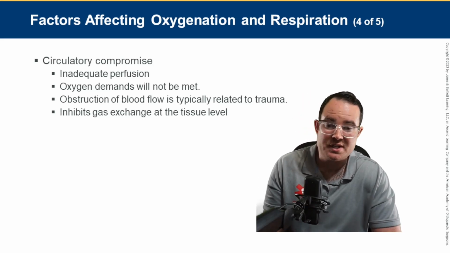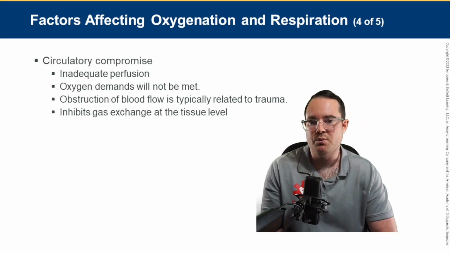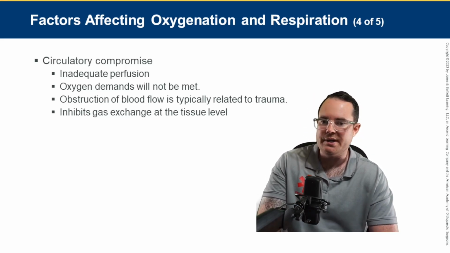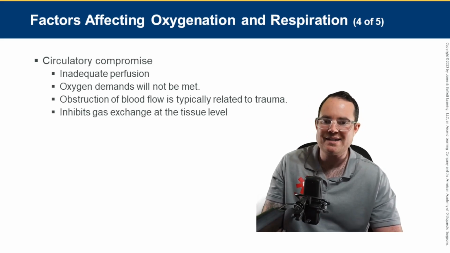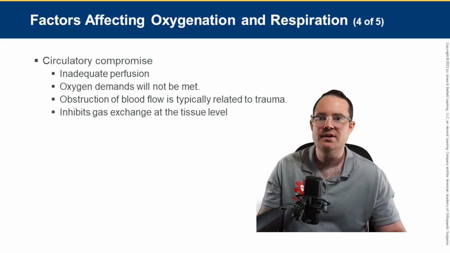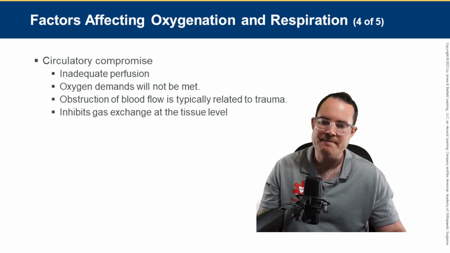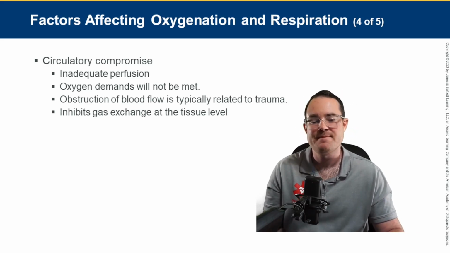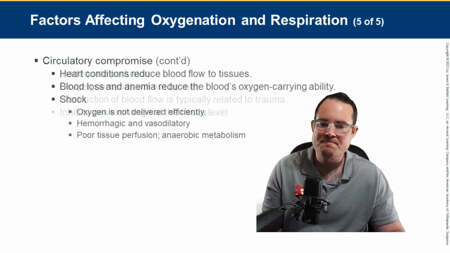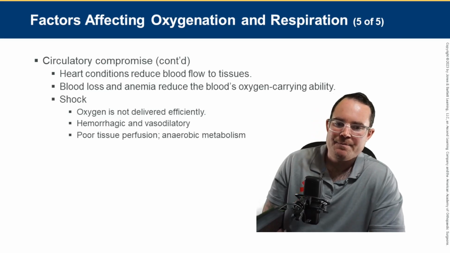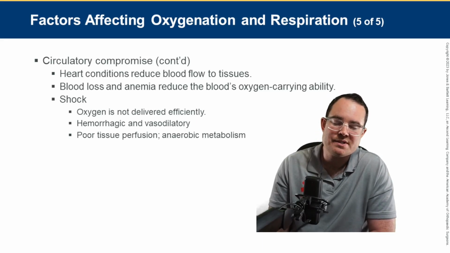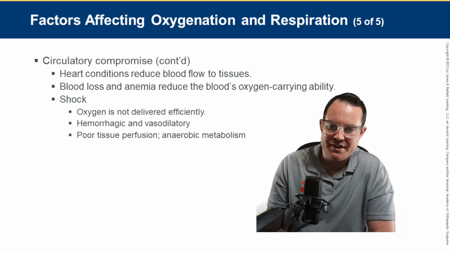So inadequate perfusion, such as shock, oxygen demands will not be met. Obstruction of blood flow is typically related to trauma and inhibits or stops gas exchange at a tissue level. Not good, right? I know this is not a trauma lecture, so we're not really going to get into crush syndrome and all that stuff, but that's kind of where they're going with that. Heart conditions that can reduce blood flow to tissues, the discussion of congestive heart failure. This is where that comes into play, and that will be later in the lecture.